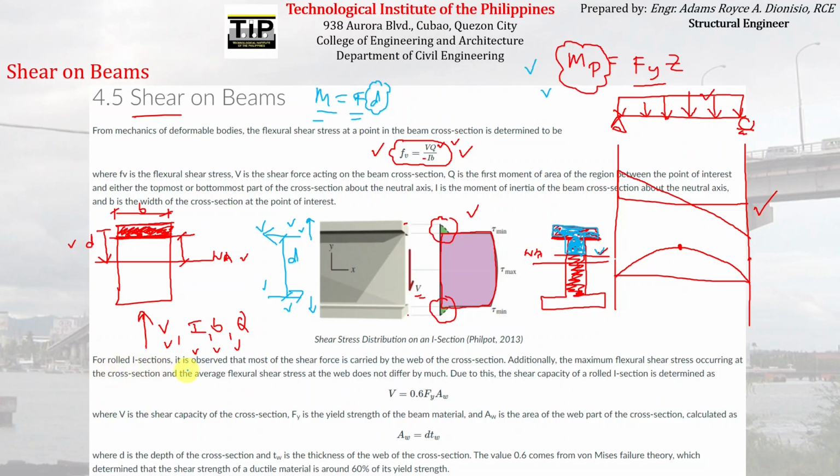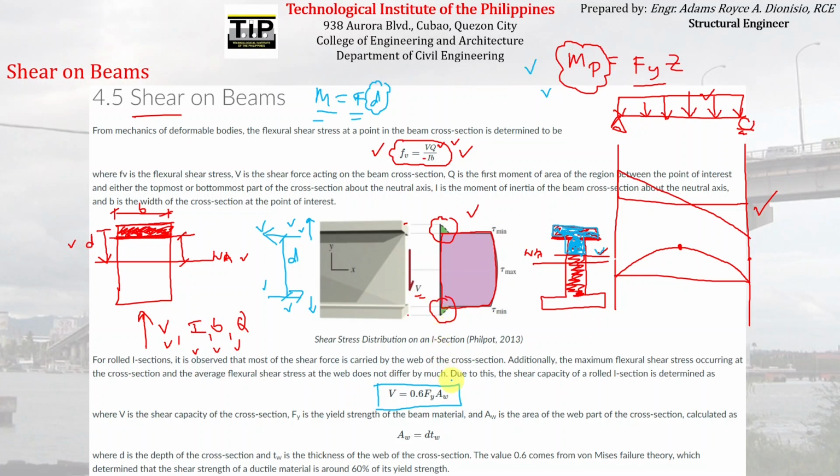For rolled I sections, it is observed that most of the shear force is carried by the web of the cross-section. Additionally, the maximum flexural shear stress occurring at the cross-section and the average flexural shear stress of the web do not differ by much. Due to this, the shear capacity of a rolled I section is determined as equal to this. So you can see here, we have almost neglected the shear stress acting on the flange. Okay?